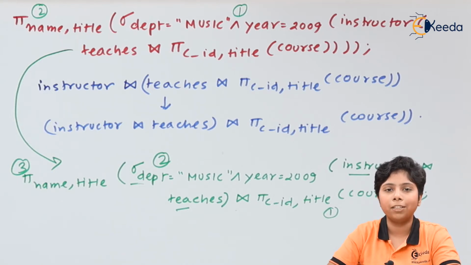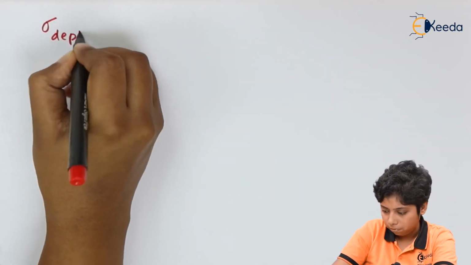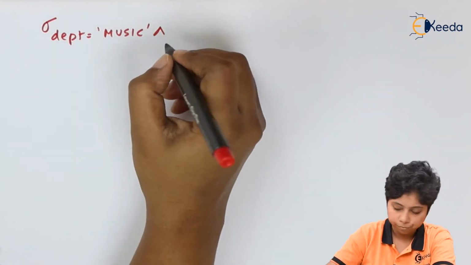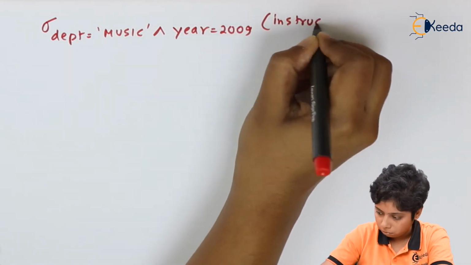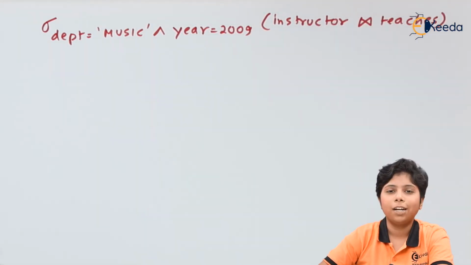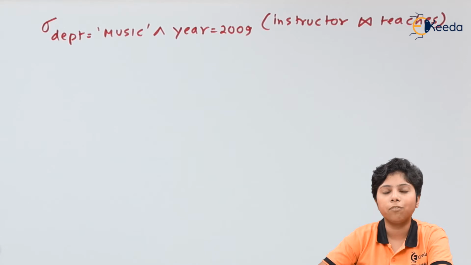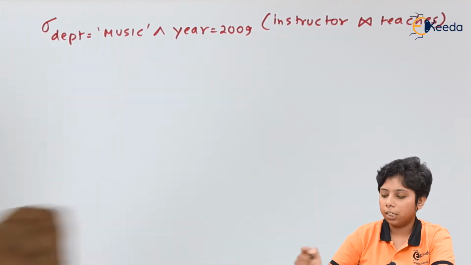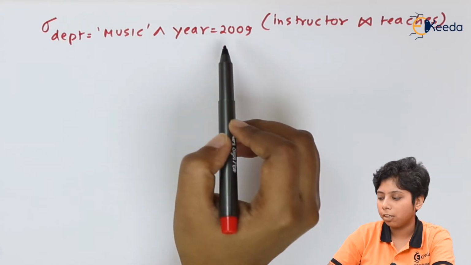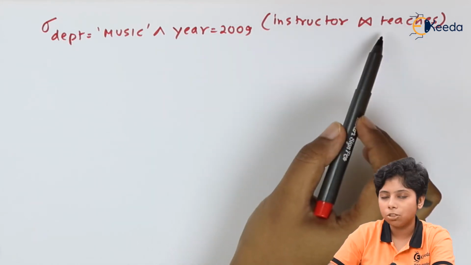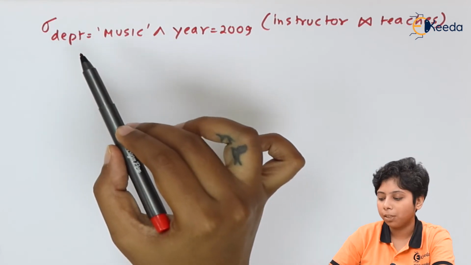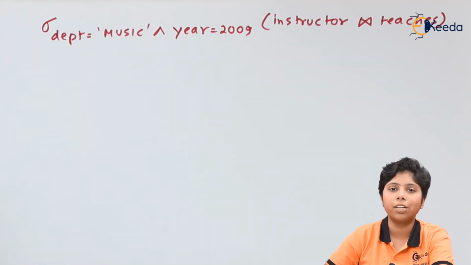Now let us look for some other queries. Now let us look at the sub-expression. Now the sub-expression from the last query that we have solved, see there are multiple ways to divide and transform it into other relational expressions. So how can we do that? First, we can perform the commutative rule. Now, the commutative rule says that if this year 2009 selection is made on this instructor teaches, and then we perform the department music selection, then it will also give us the same result.